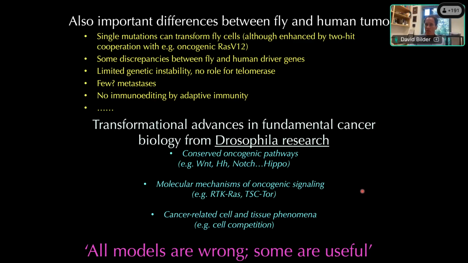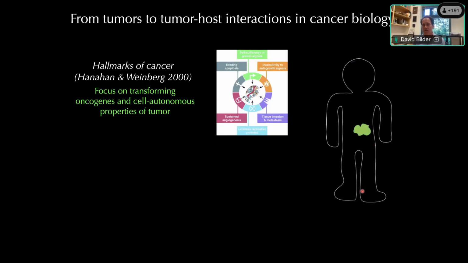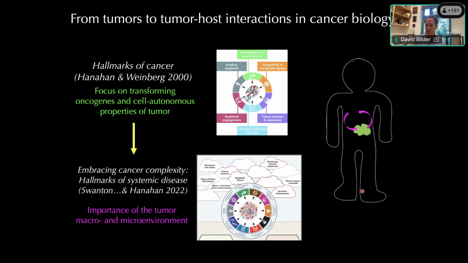The aspects that we're most excited about studying, using the fly to study cancer biology in my lab, are not really studying these autonomous transforming hallmarks of cancer from the review 20 years ago, but from this new appreciation from the recent reviews that cancer is really a systemic disease that happens not just from the mutant cell, but from interactions between the mutant cell and the wild type cells that surround it.